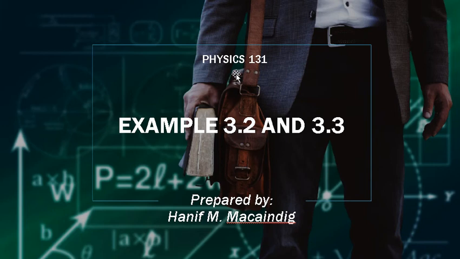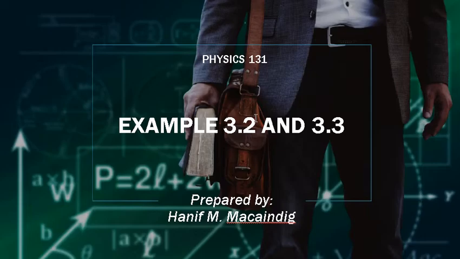So this is Physics 131. Ladies and gentlemen, I am Hanif M, and the topic that was assigned to me was example 3.2 and 3.3. We will be going through example 3.2 and 3.3. Specifically, example 3.2 is about underdamped oscillation, and example 3.3 is about the critically damped situation.